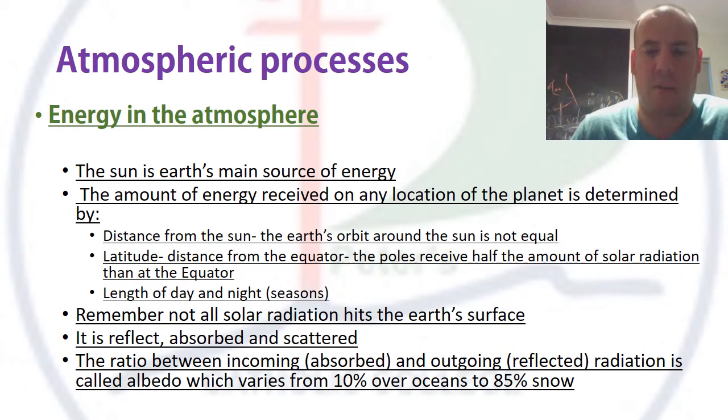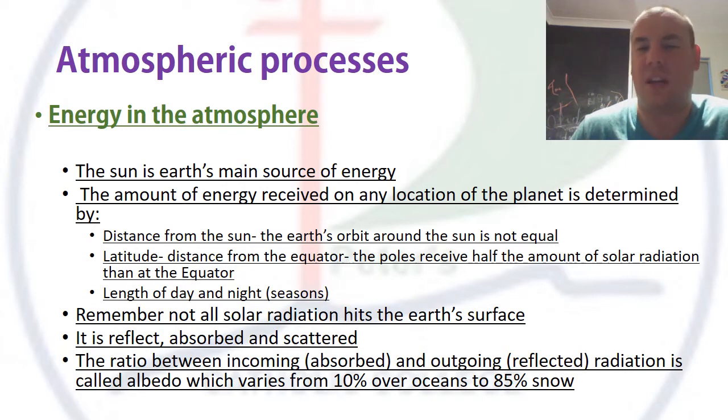The amount of energy that we get on the planet is determined by three factors. Basically, the distance from the sun. Our orbit around the sun isn't a perfect circle, so sometimes we can be closer to the sun and sometimes further away. Obviously, the closer you are to the sun, the hotter the temperatures will get because we get more sun. And then latitude, that means the distance from the equator. Obviously, the poles receive half the amount of solar radiation than at the equator.